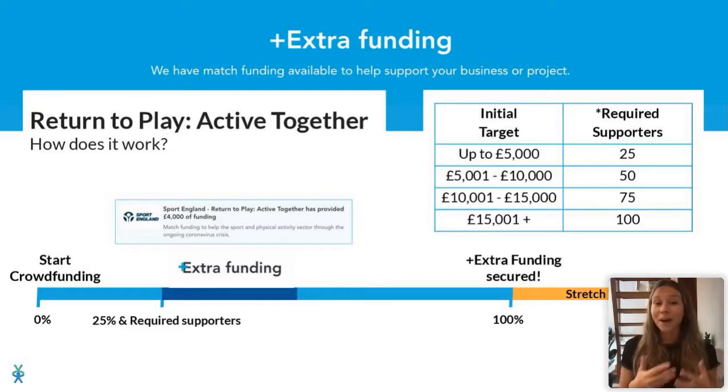At that point, you can start crowdfunding, and when you reach 25% of your project target and the required supporter numbers, which you can see in the table there, that's when the Sport England pledge will go onto your campaign and boost you closer to your target. You then need to make sure that you reach 100% of your target in order to secure the funding. So we're at 100%, everything's safe, and you can have a little celebration, but it's not over yet.